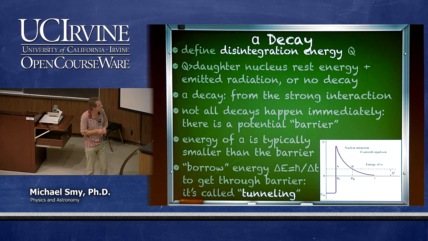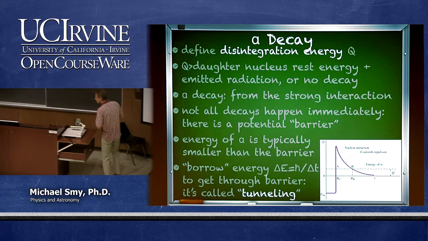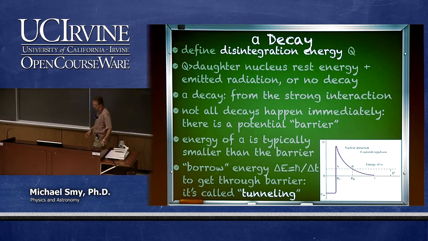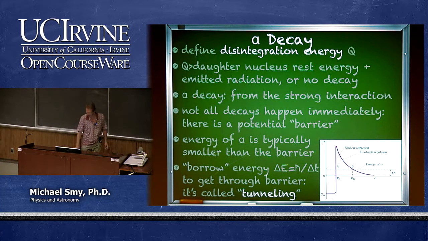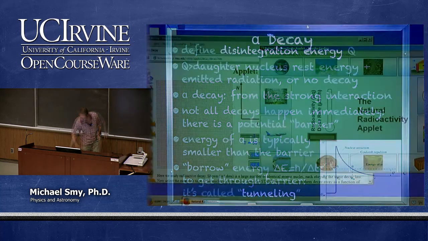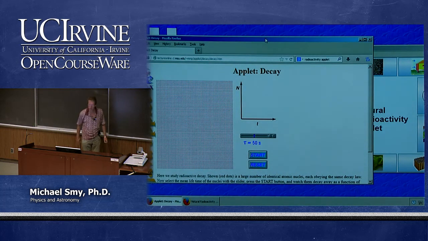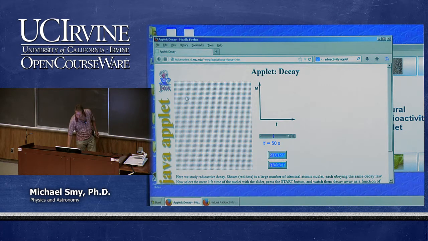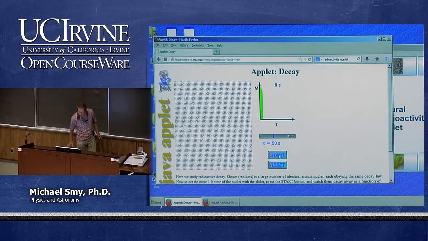And depending on the size of that barrier, how tall this peak is, the disintegration will happen faster or slower, because it requires borrowing more or less energy. And of course, because of that uncertainty relation, the decay is a stochastic process. So not all nuclei decay at once. We can simulate that with a little applet. Here we have a whole bunch of atoms. Those little red dots are the atoms. And we start letting them decay.